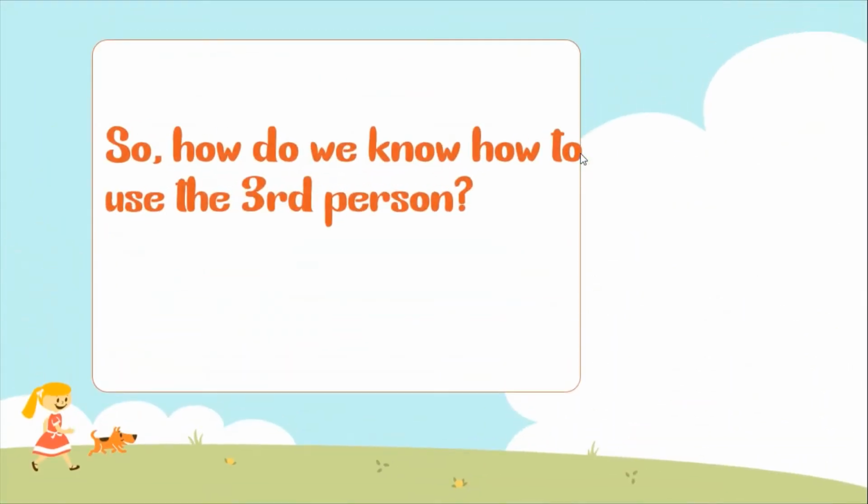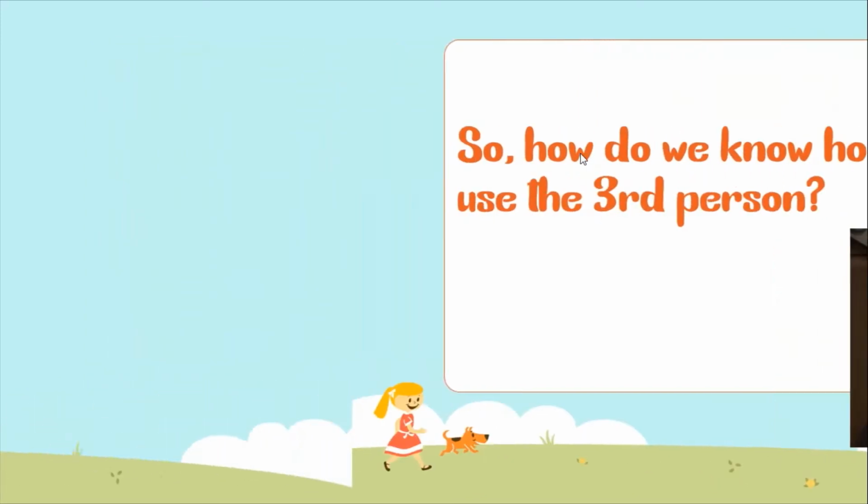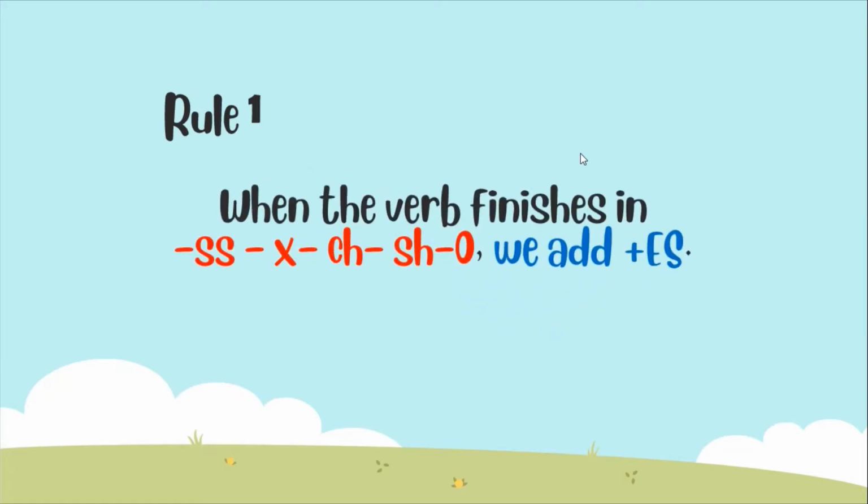So after you see those three examples, you have maybe this question in your mind. So how do we know how to use the third person? Well, that's why we have this video for you. So the first thing that we have to pay attention to is the rule number one. Yes, rules are very important for us to understand English.